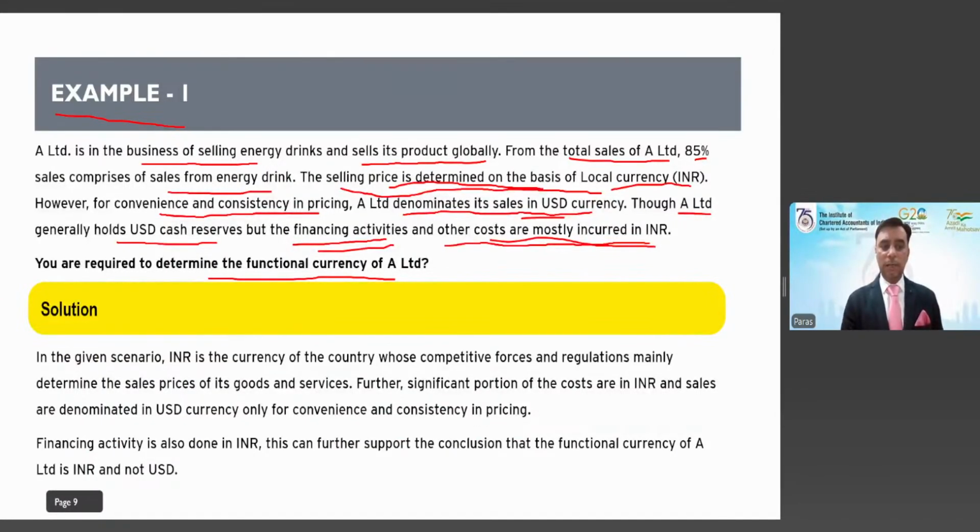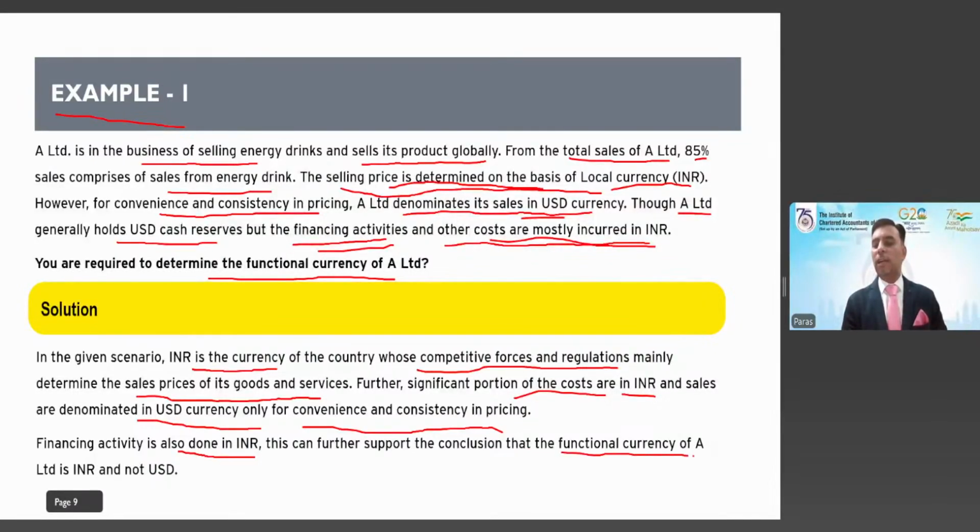Let's read the solution. It says in the given scenario, INR is the currency of the country whose competitive forces and regulations mainly determine the sale prices of its goods and services. Further, a significant portion of costs are in INR and sales are denominated in USD currency only for convenience and consistency in pricing. Further, the solution is saying financing activities are also done in INR. This further supports the conclusion that the functional currency of A Limited is INR and not USD, right?